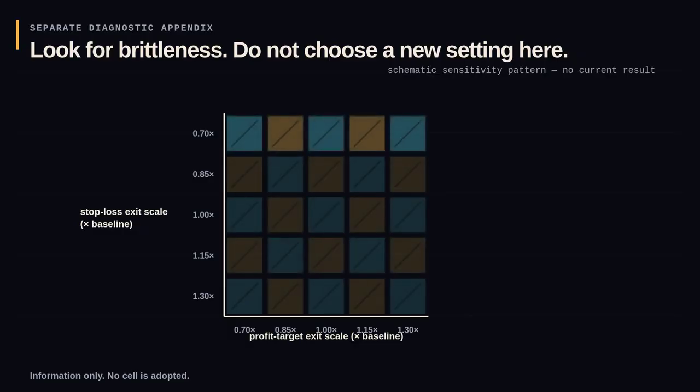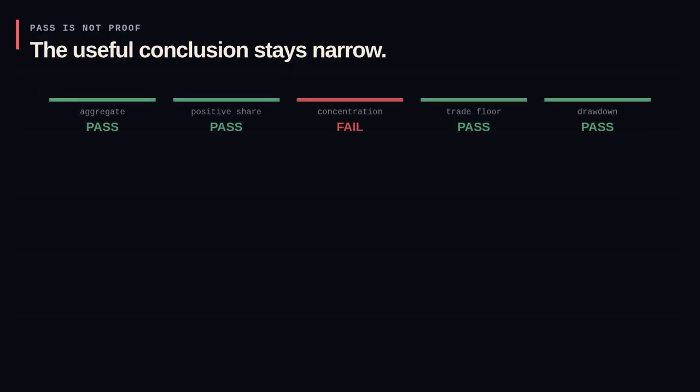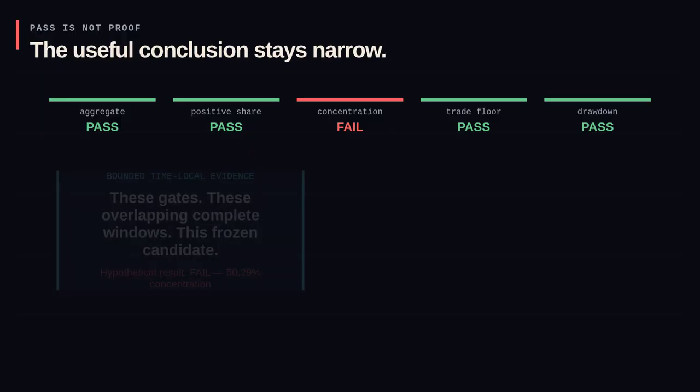This frozen candidate cleared these gates across these overlapping complete windows. It would not prove future profitability, show that the original search avoided overfitting, make windows independent, validate live execution and costs, or replace later sealed evidence. Our hypothetical example does not pass. One window supplies 50.29% of its positive profit pool. The useful conclusion is narrower. Ask which market periods carried the result before trusting the full period curve.